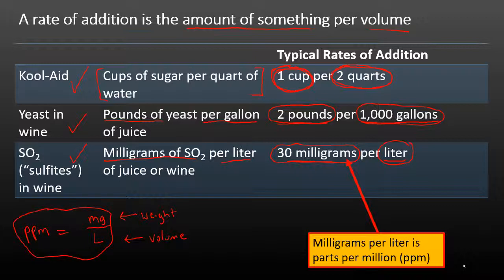We use parts per million most frequently to express the levels of SO2. So when you hear winemakers just say, I added 30 parts SO2, they're talking about parts per million.